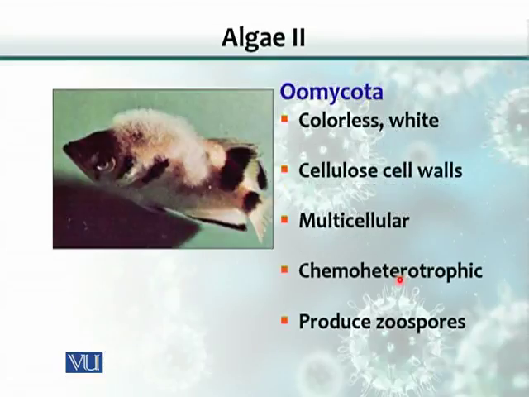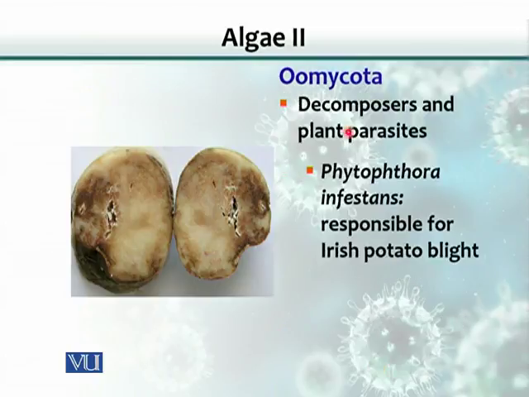Next group is Oomycota. These are colorless, white in color. Their cell wall is composed of cellulose again. They are multicellular and are chemoheterotrophic. They produce zoospores, so they might look like fungal spores or fungi. They're decomposers, and some are plant parasites as well. One example is a disease in potatoes, commonly known as Irish potato blight.